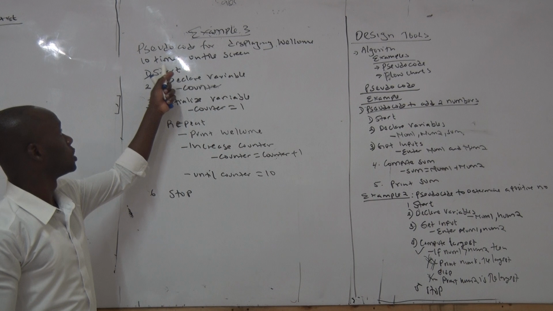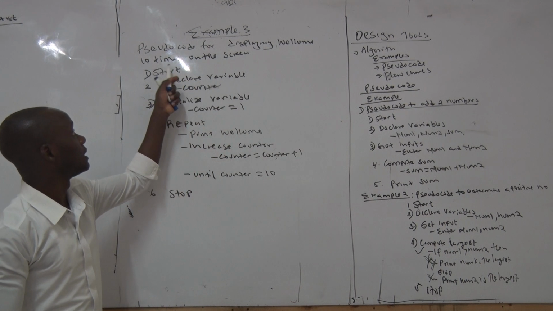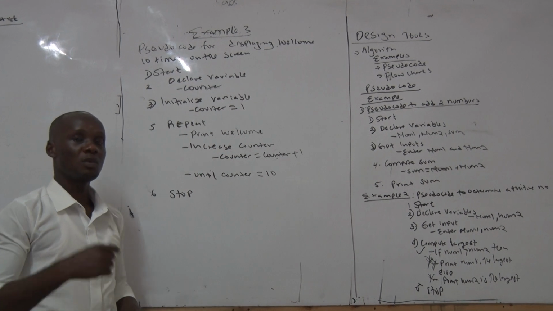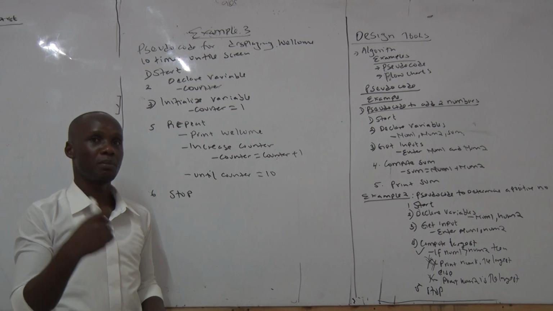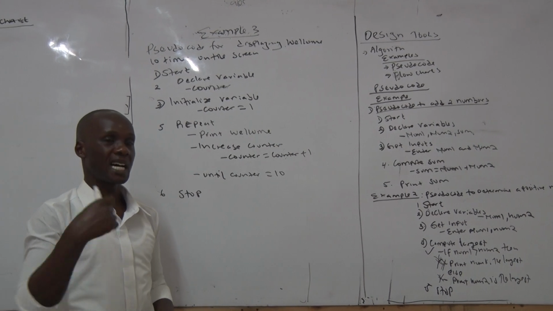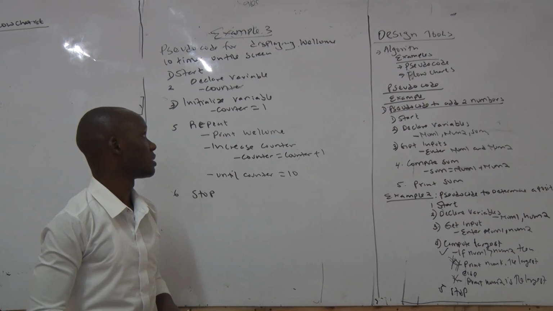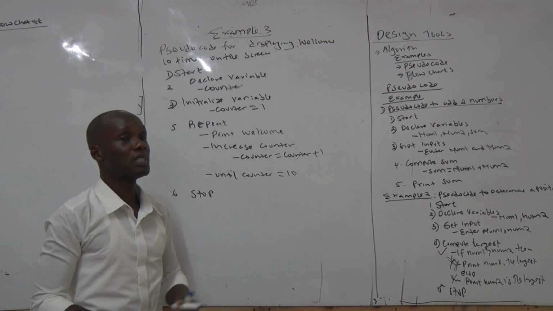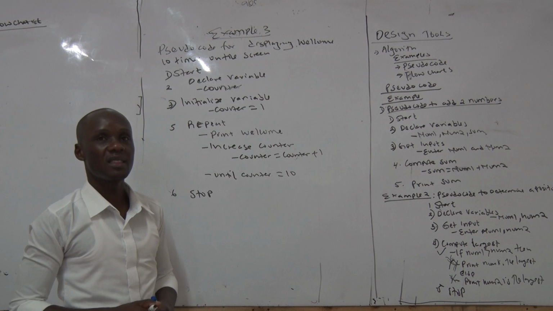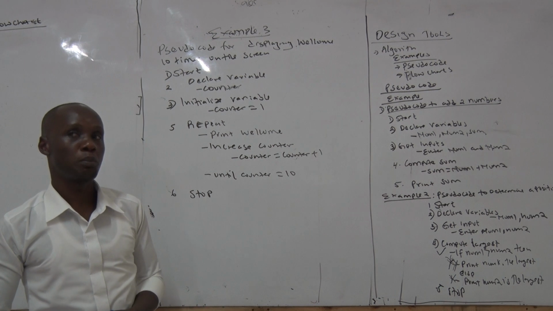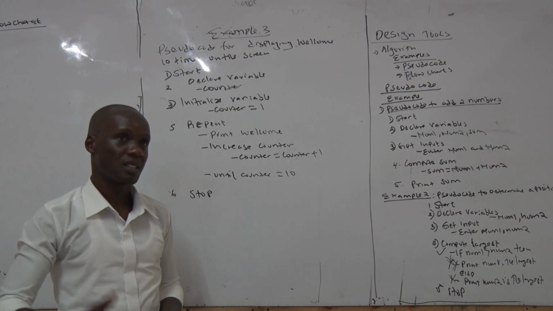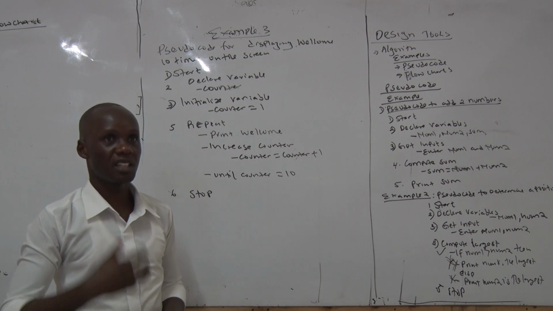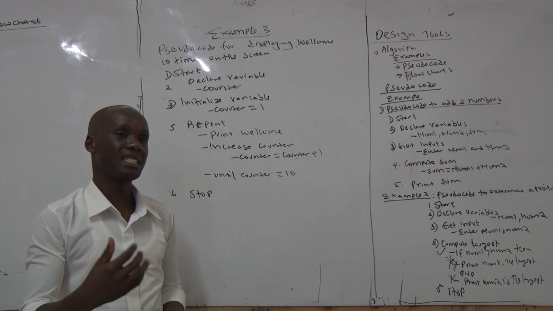Here is a pseudocode for displaying welcome 10 times on the screen. It means you are repeating that activity of displaying welcome several times, and it has to be 10 times on the screen. To achieve that, we say start, declare variables. Here we only need one variable, a timer, a stopwatch, which will monitor for us the 10 repetitions and give us intervals, and there must be 10 intervals.